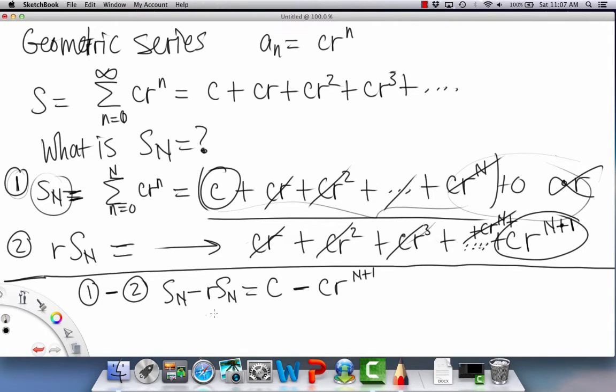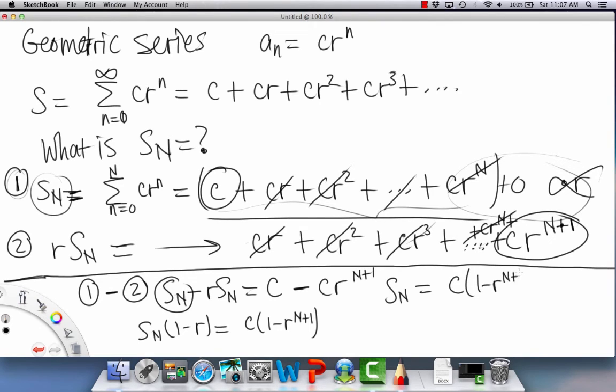So then here on the left, I'm just going to simplify. We're solving for S sub n. So if I factor that out, I get 1 minus R here equals C. I'm going to factor the C out, 1 minus R to the N plus 1. Okay? And then finally, this is what we're going to get for our partial sums formula: C times 1 minus R to the N plus 1, over 1 minus R, right?